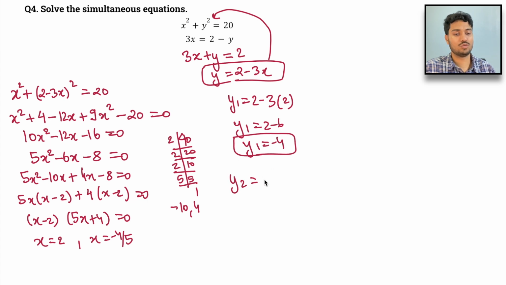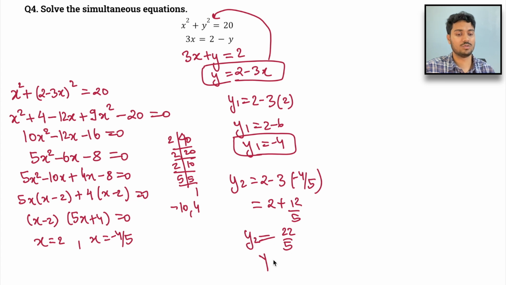y2 will be 2 minus 3 times x2. x2 is minus 4 by 5. So this is going to be 2 plus 12 by 5. 5 twos are 10, 10 plus 12 is 22, so 22 by 5. So we can write y2 ultimately in decimal: 22 divided by 5, that is 4.4. So 4.4 is the answer.